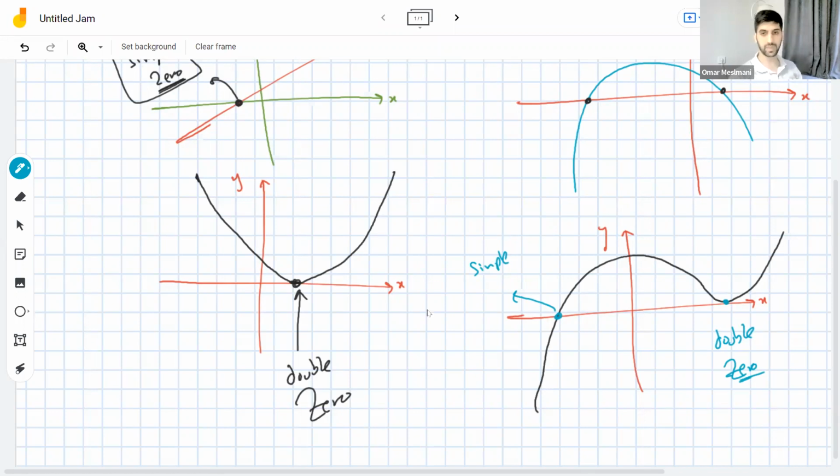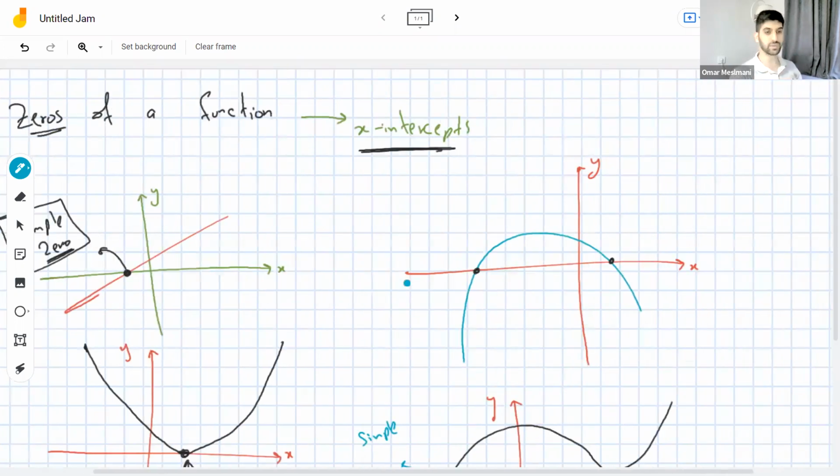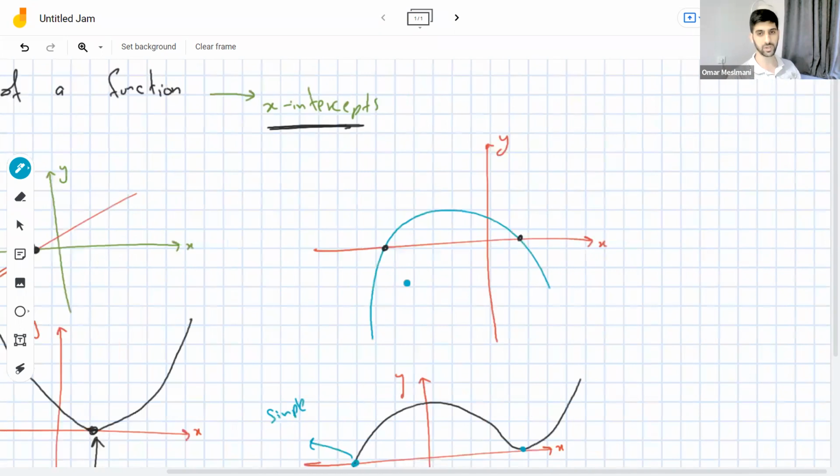Any problem? Basically, this is it. But the concept right now is that I can understand the simple and the double zero using the graph. But what if I don't have a graph? What if I have an algebraic equation?